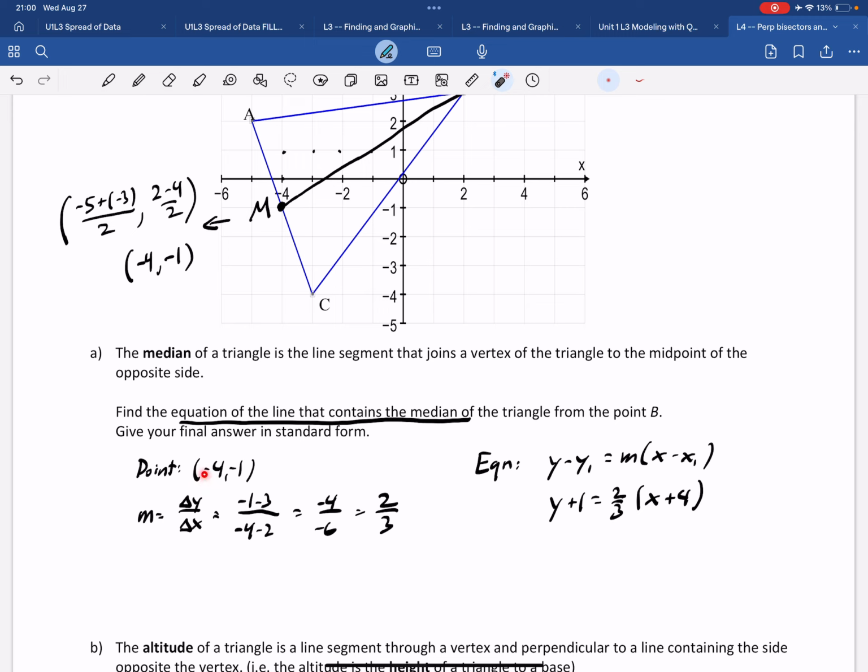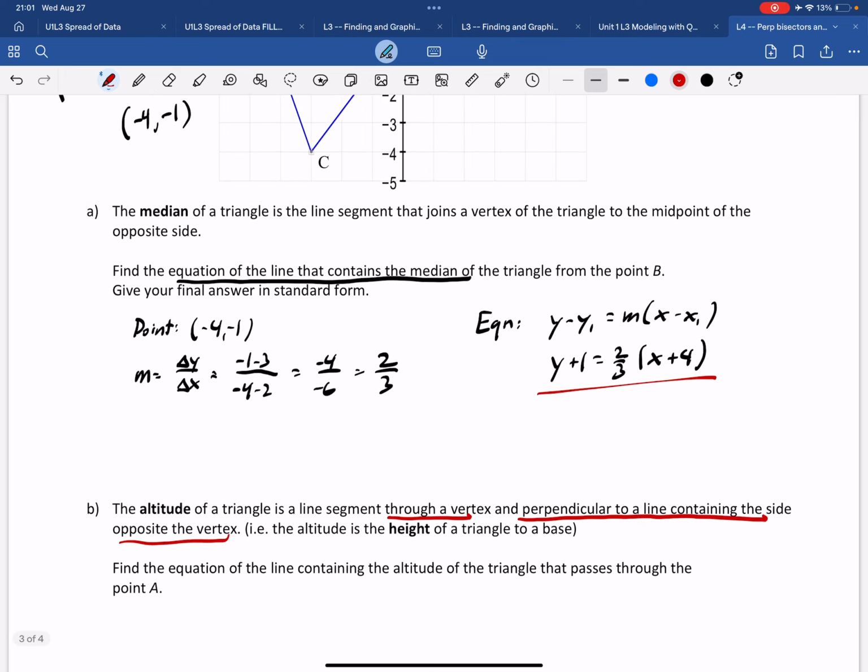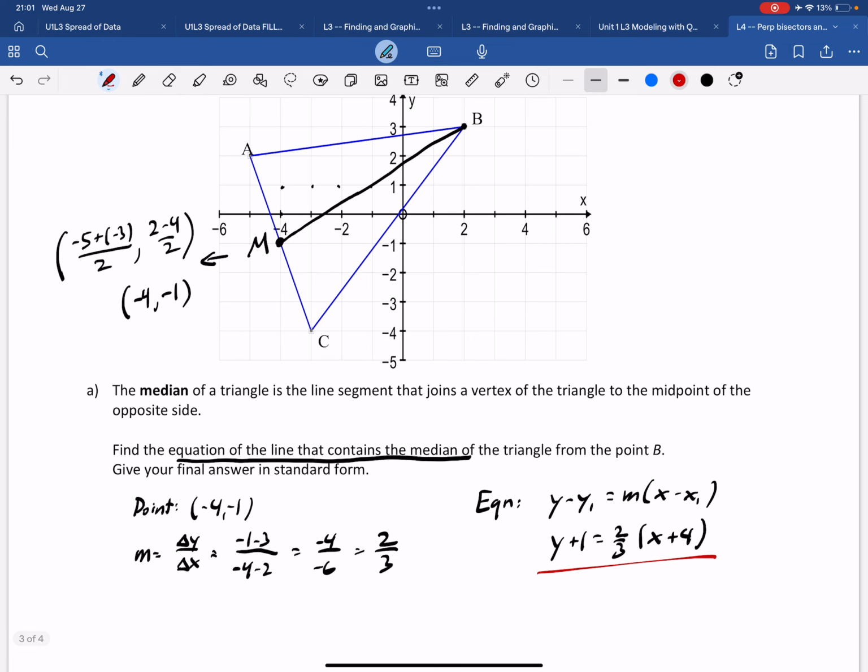Now, an altitude of a triangle is a line segment through a vertex, perpendicular to a line containing the side opposite the vertex. Let's draw one, for example from C. The altitude from C is going to go to the opposite side, but now it's not going to go to a midpoint. It's got to basically make a right angle with that opposite side.